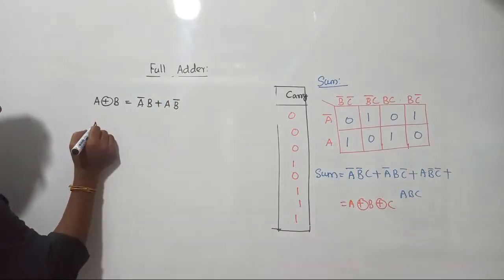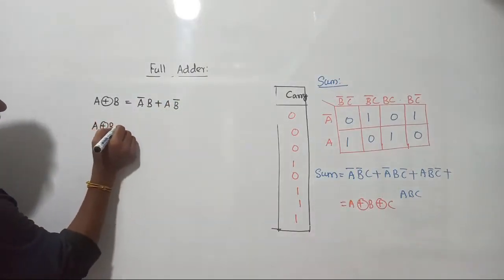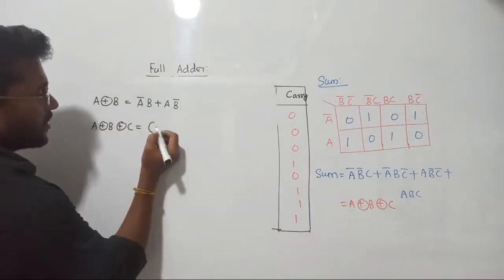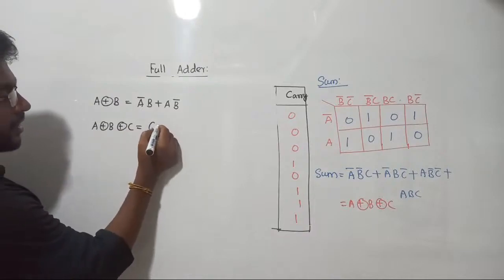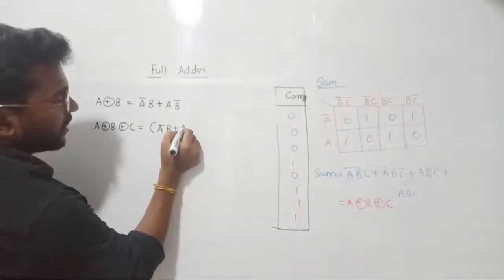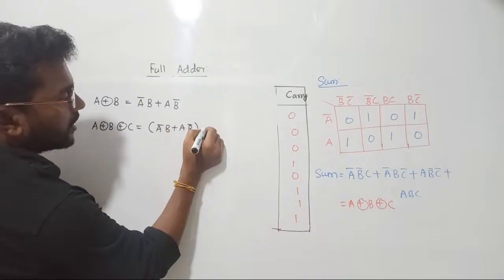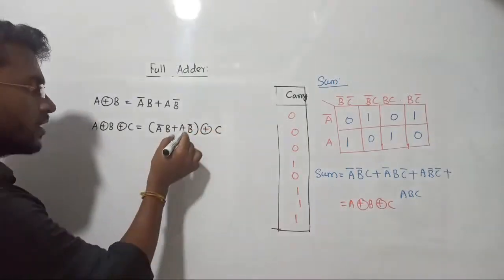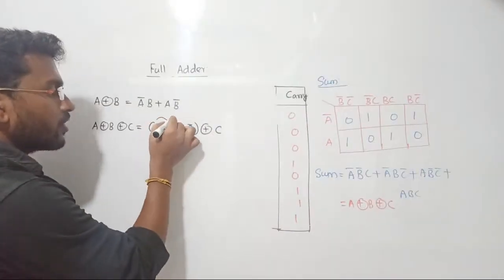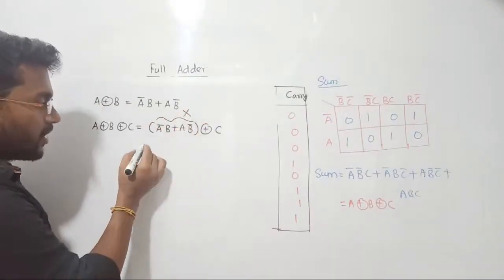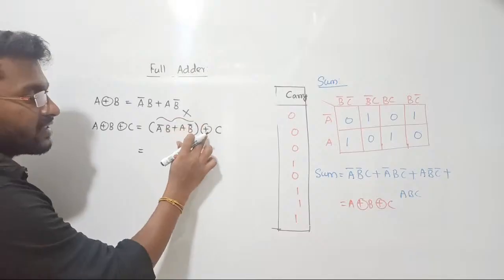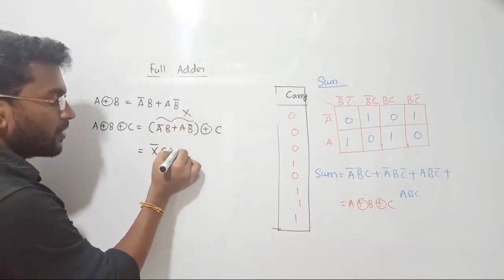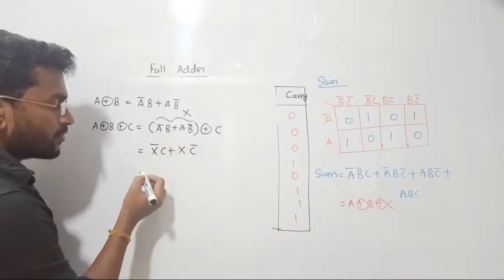Now if this a XOR of b is also being XORed with the c, how will you write the function? a XOR of b can be written as a bar b plus a b bar, and it is further XORed with the c. Let me consider this total variable as x for your understanding. If you take this as x, then x XORed with the c can be written as x bar c plus x c bar.